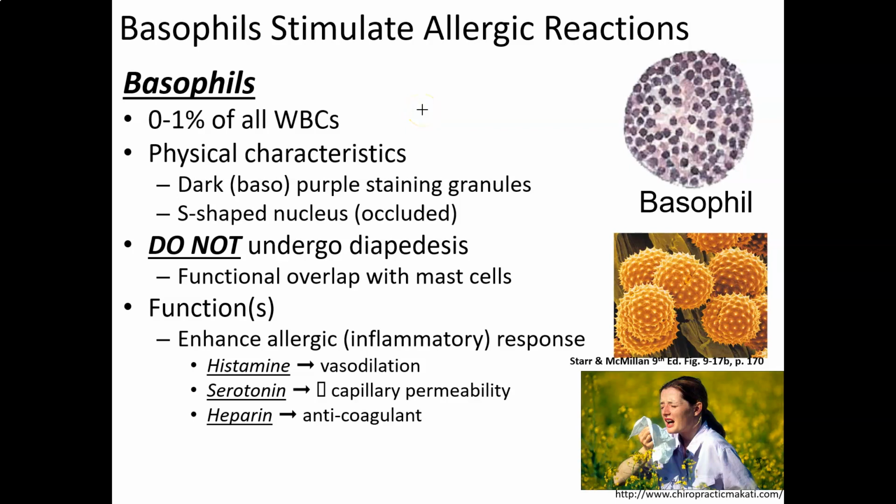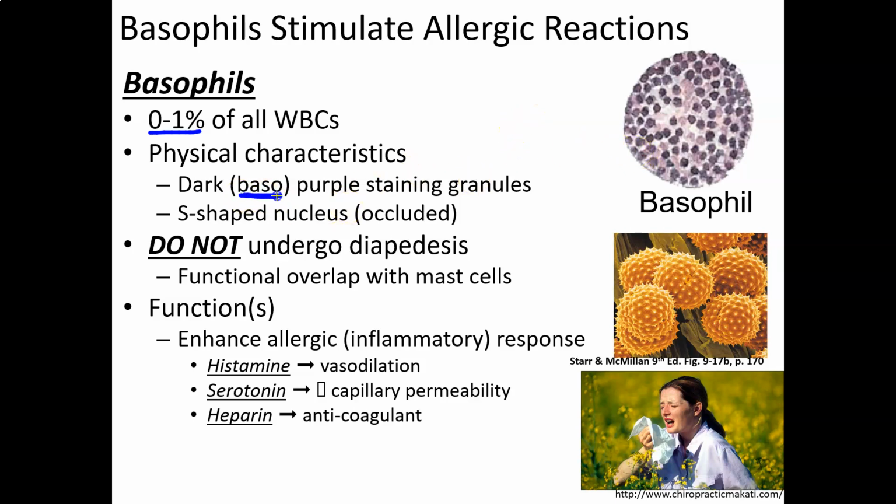The last of our white cells that are the granulocytes are the basophils. They make up about 0 to 1% of all white blood cells, and actually probably a lot less than 1%, so closer to 0 than 1. We don't have very many basophils, and there's probably a good reason. There's a couple good reasons for that, which we'll get to in a second. So first of all, let's talk about their name.